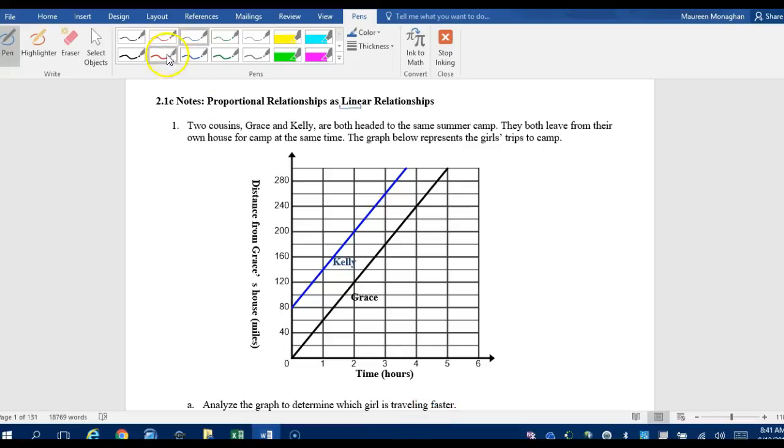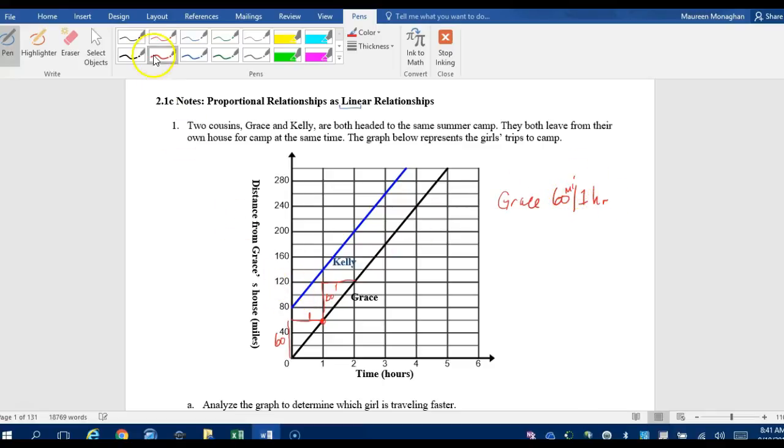Okay, well, let's take a look at this. We see that Grace is going the distance of, well, let's pick this point. Her distance here is, what do you got there? 60. And the time is 1. So she would be going 60 miles in 1 hour. Let's see if that's consistent. 60 in 1. Yep, that's 60 in 1. So it looks like Grace is going 60 miles for 1 hour.